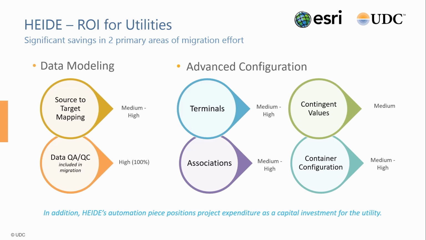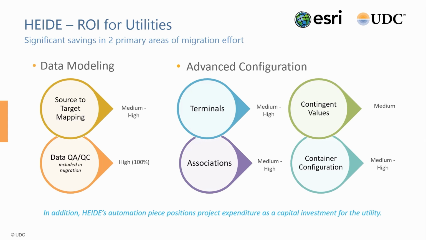Now let's talk a little bit about return on investment in the HEIDE space for your utility. We see a significant savings in 2 primary areas of your migration effort. The first is data modeling. Due to automation, the amount of effort in your source to target mapping is reduced greatly, which is a medium-high return. And data QA/QC is automated and is 100% accurate. So that's a huge investment value.